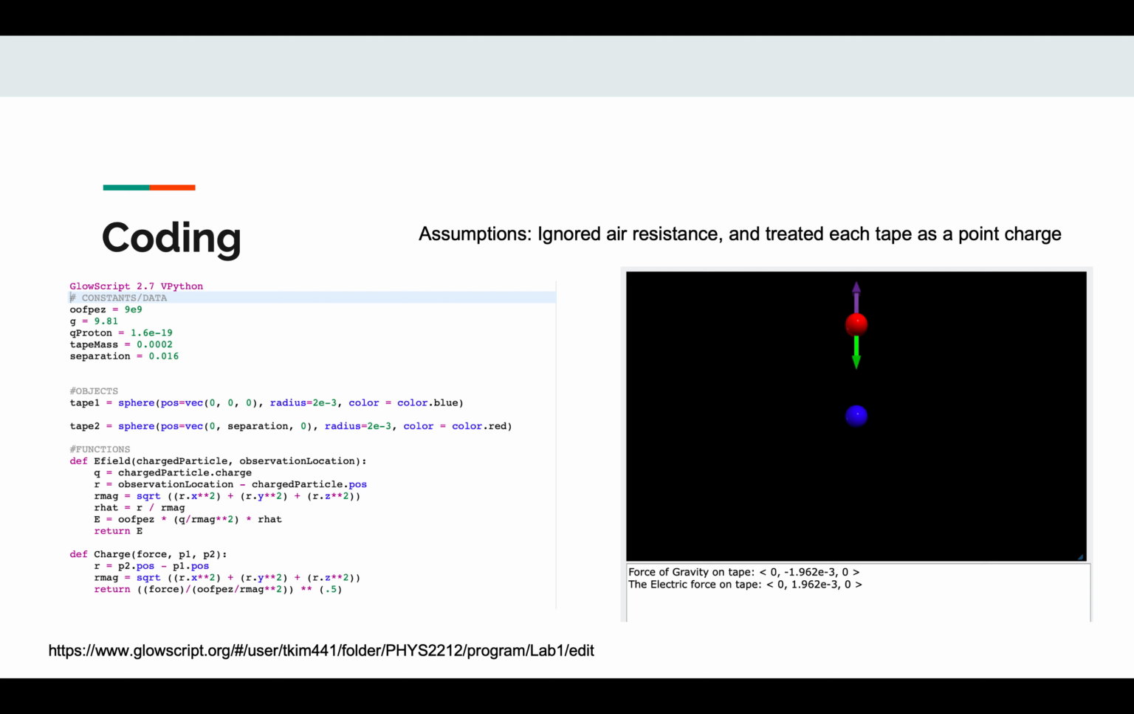And then I used the functions from the previous lab 0 and a new one called charge to calculate the charge and the electric field of the tape. And then I was able to calculate the force of gravity and the electric force on the tape, which are equal but with opposite signs. And the arrows show the force of gravity and the electric force on tape 2, which is the floating tape.